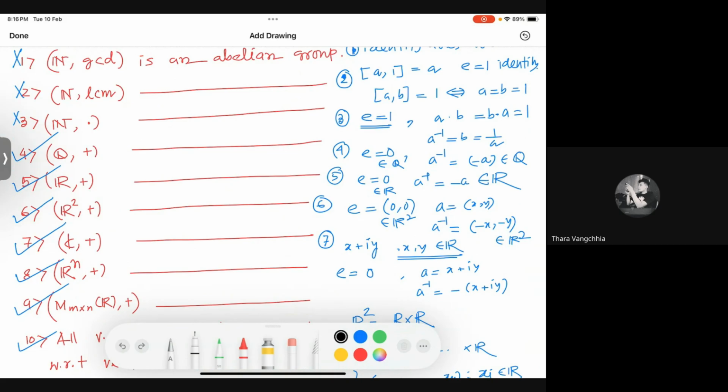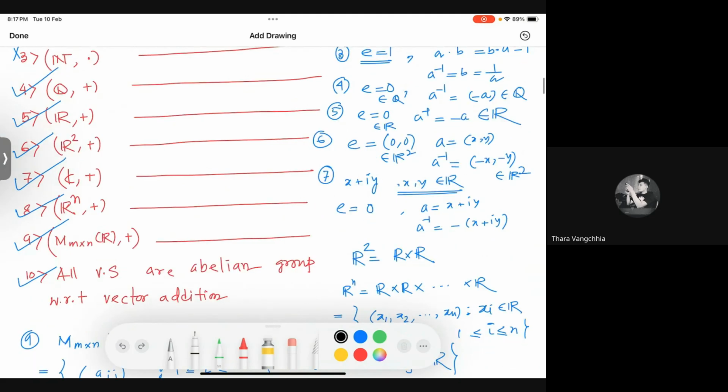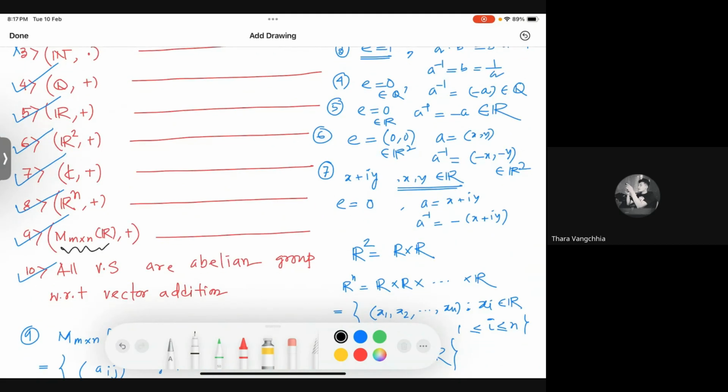So the set of rational numbers with respect to addition is a group. R plus is also a group. So I want to say the set of real numbers is a group with respect to addition. R square plus is also a group. Okay. C plus is also a group. R to the power n plus is also a group. M_{m×n}(R): this set is the collection of all the matrices whose order is m by n.